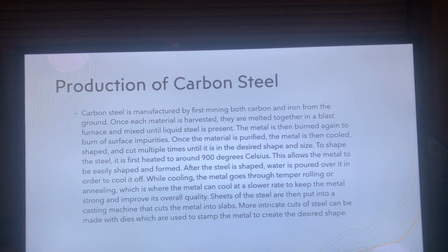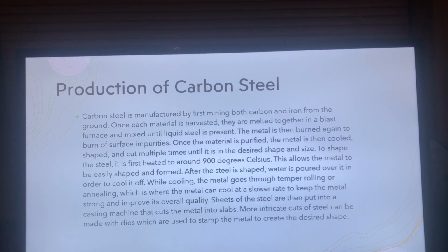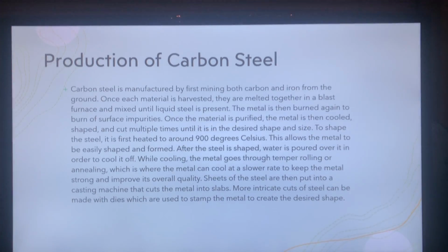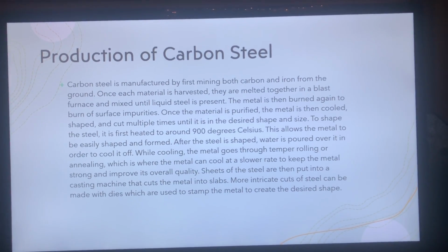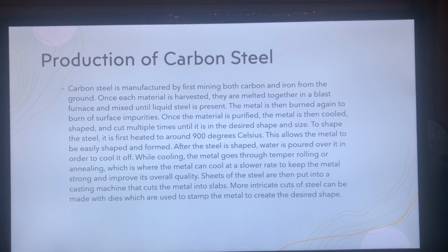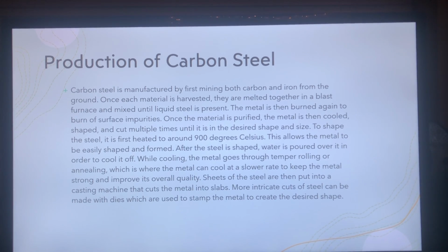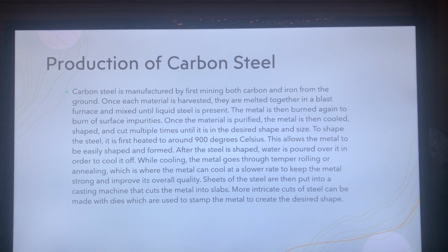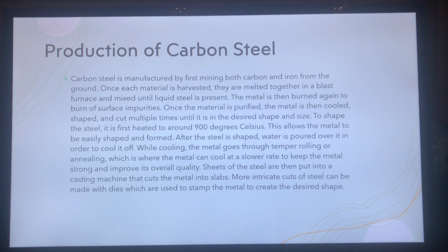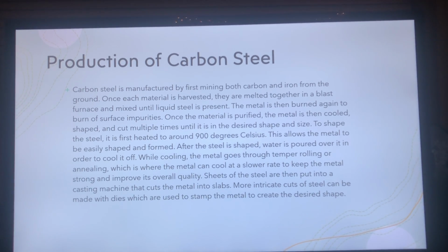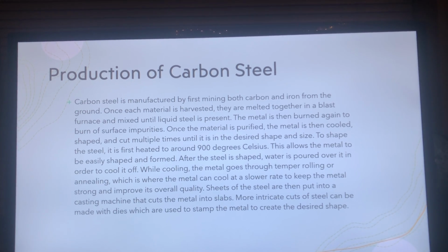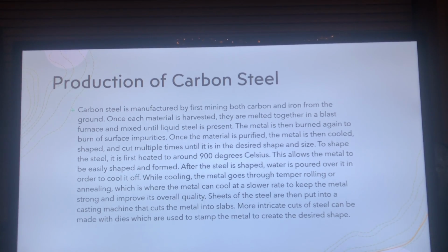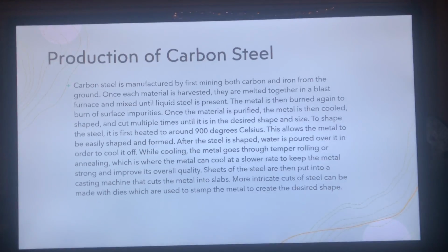And so first, to shape it, it's heated to around 900 degrees Celsius, and this allows it to be shaped easily because when it's hot, it's easier to bend. After it's shaped, water's poured over it to cool it off, and then it goes through temper rolling, so that's where it can cool at a slower rate to keep it from deforming due to the change in temperature. Sheets of the metal are put into casting machines, and it cuts it into slabs to get it into smaller pieces so that it's easier to sell.